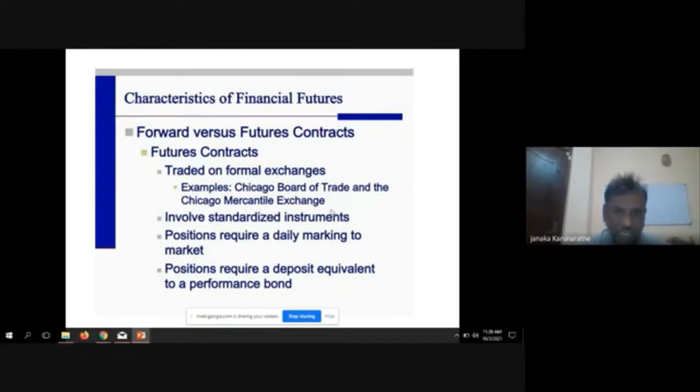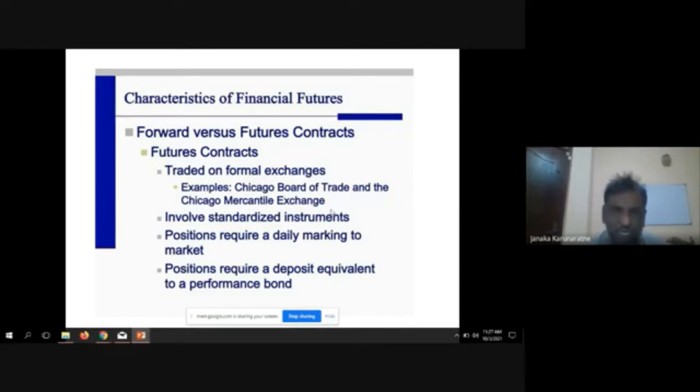So that is the important thing. Of course, we will come to forward contracts a little later. But forward contracts are informal contracts between buyers and sellers as per their own agreements and own requirements. So they are more tailor-made, but futures are standardized.